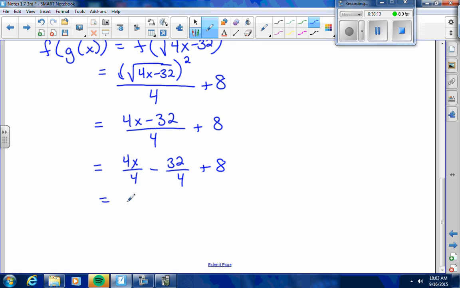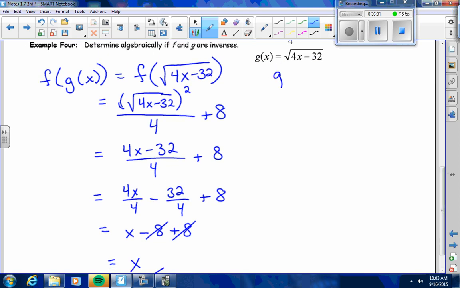4x over 4 is x. Negative 32 over 4 is negative 8, plus 8. The negative 8 plus 8 cancels. We're left with x. That one worked. Let's try the other, g of f of x.